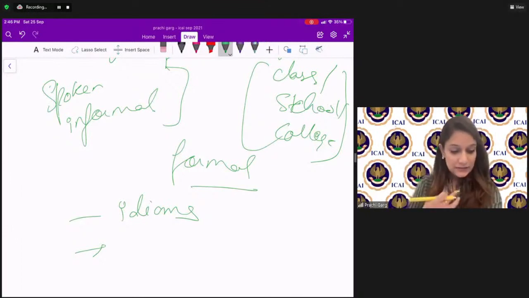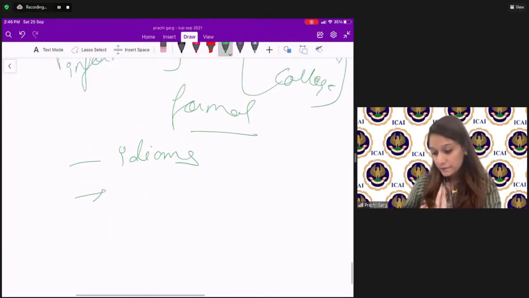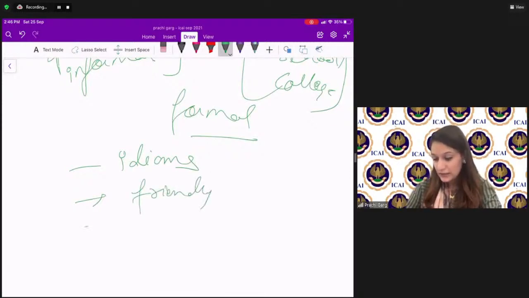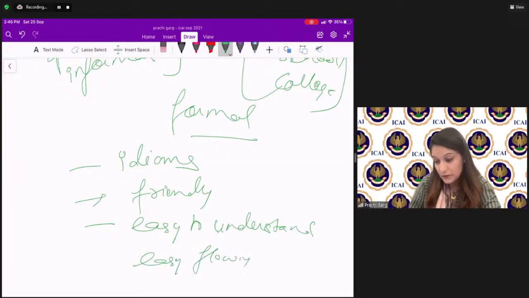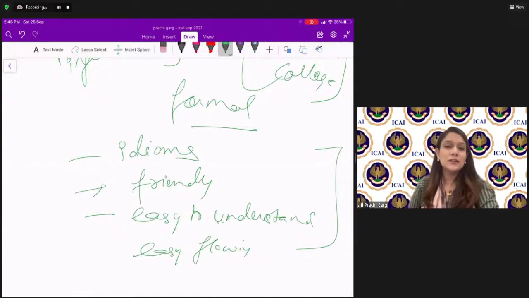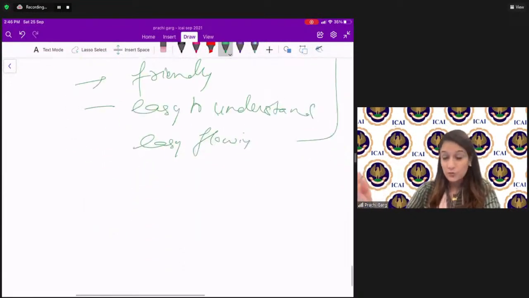Second, it makes your language more friendly and easy to understand, right? It makes it easy flowing too. So phrasal verbs basically make your language interesting and informal, and friendly for the other person to understand. You don't have to use so many words to explain something if you know the appropriate phrasal verb to use in that particular situation. Okay. So you can easily substitute a string of long words with a phrasal verb. This makes your conversation more natural and fluent.